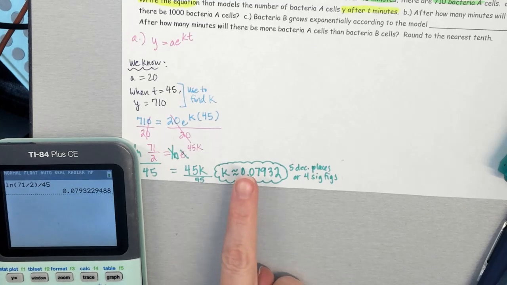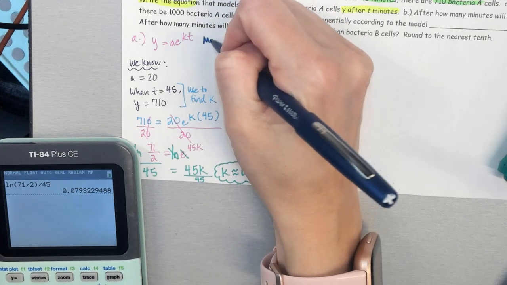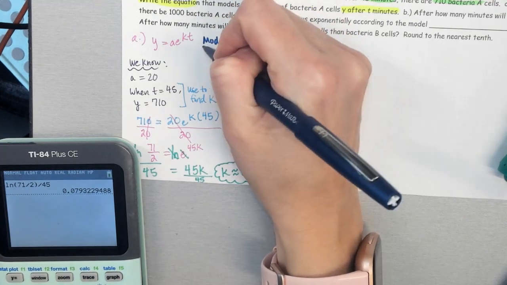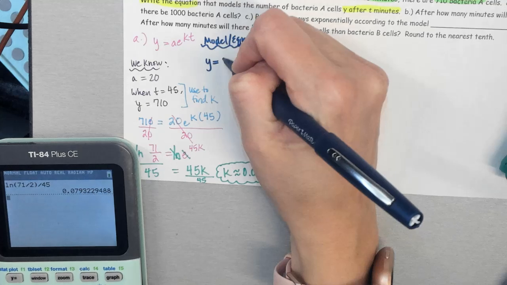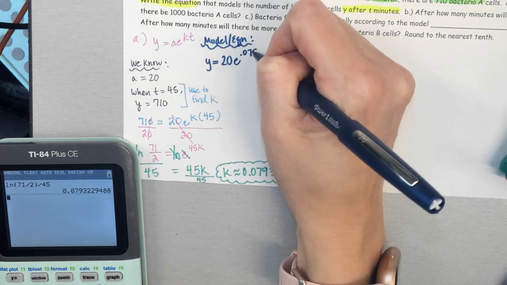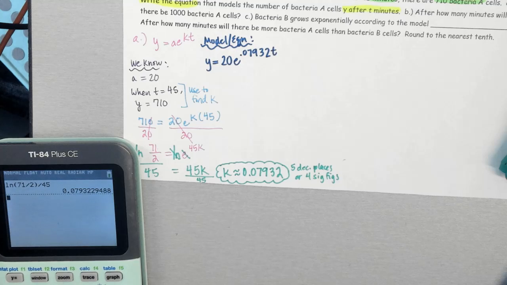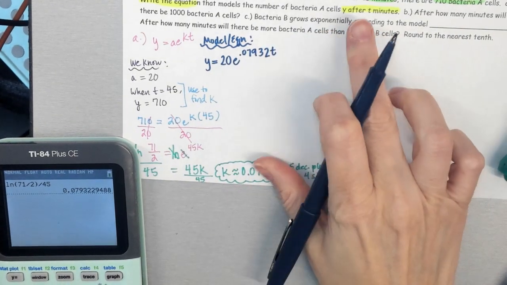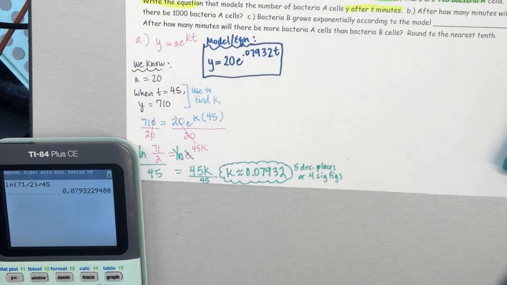All right, and so from there we can do our model. So remember, model and equation, those are interchangeable. So we have y equals, our a value is 20, and then it's e to the power of 0.07932, and then don't forget the value of t. And again, they tell you it's after t minutes, so if they already put in there what t is, you don't have to identify that.